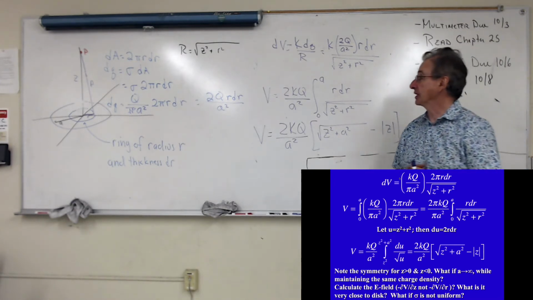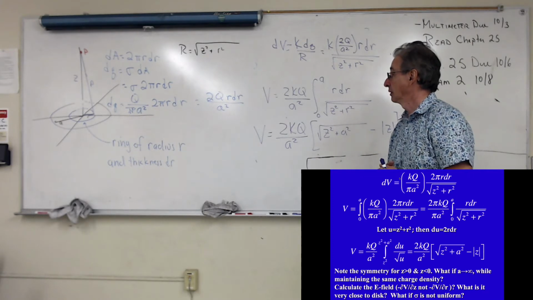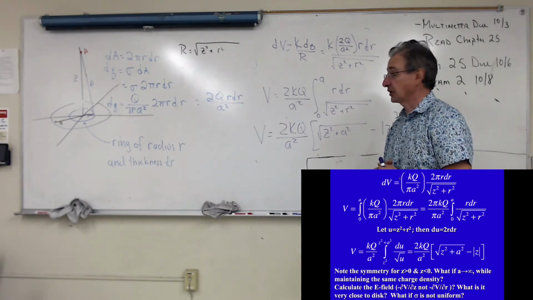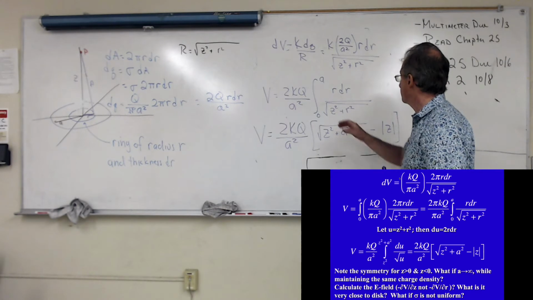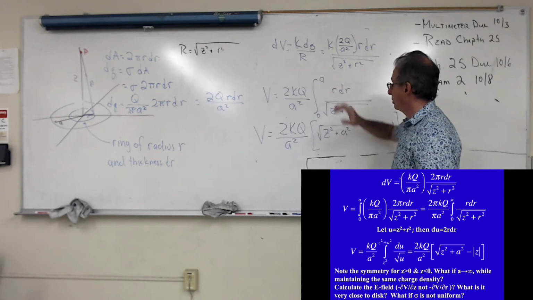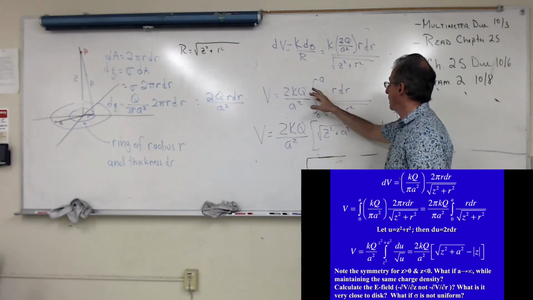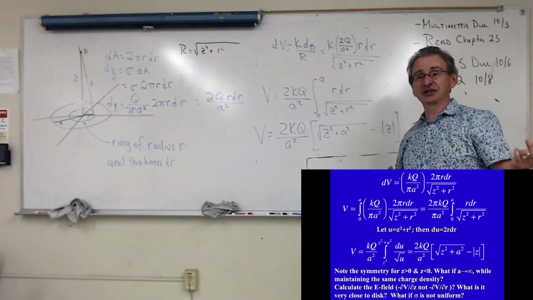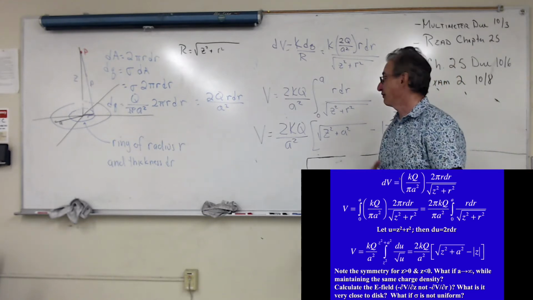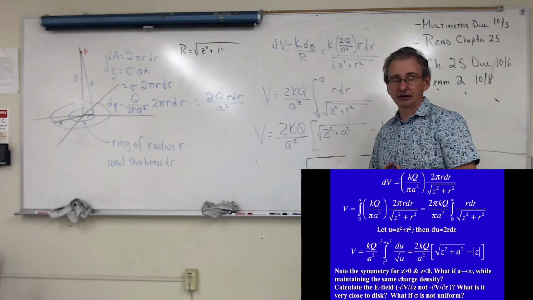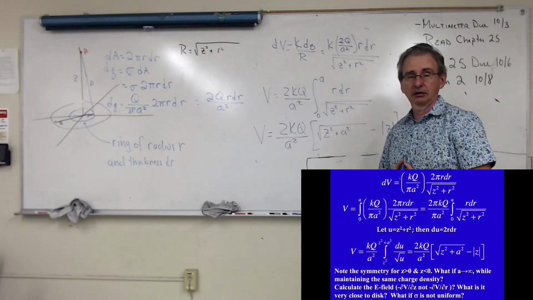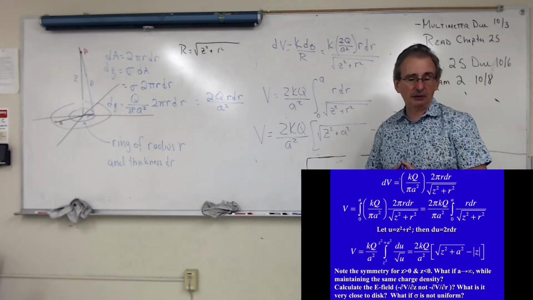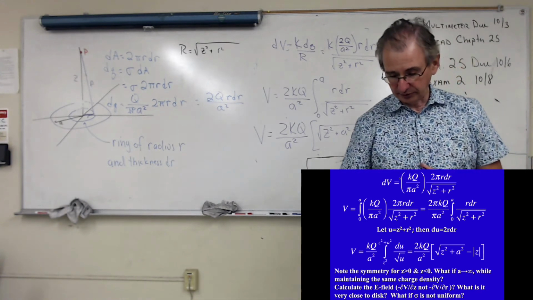What happens if sigma is not uniform? Well, if sigma is not uniform, it's going to be part of the integral. You won't be able to pull your charge density out of the integration. And you've done this kind of problem before with the electric field.